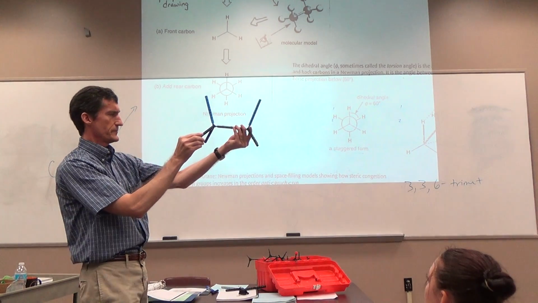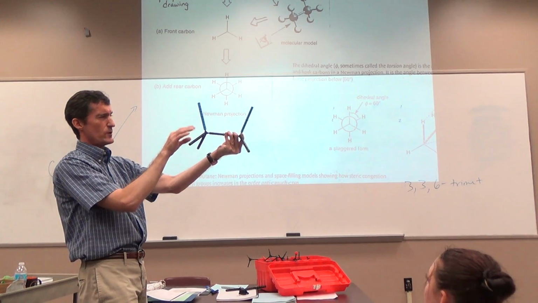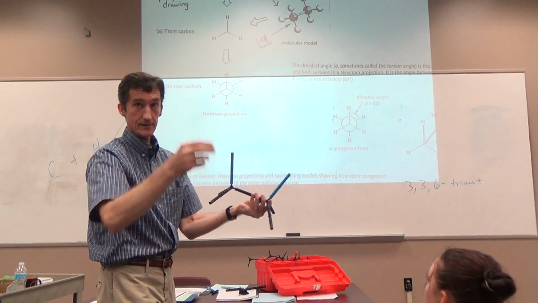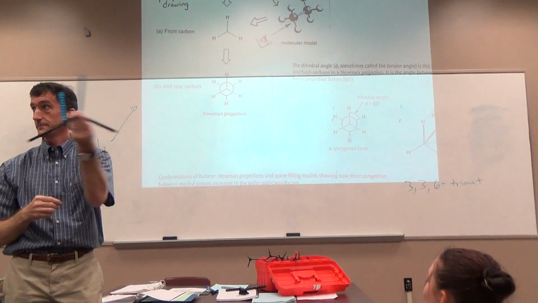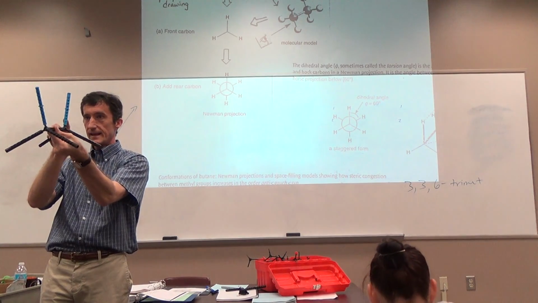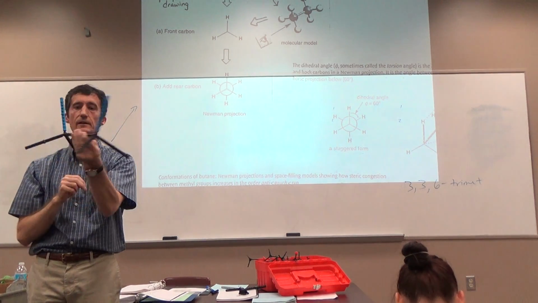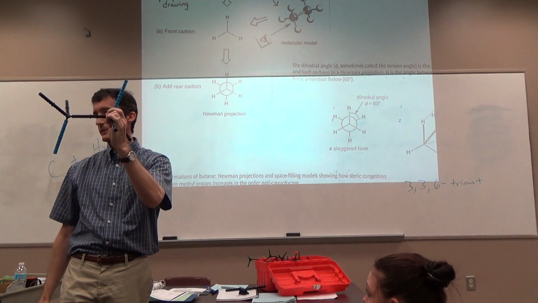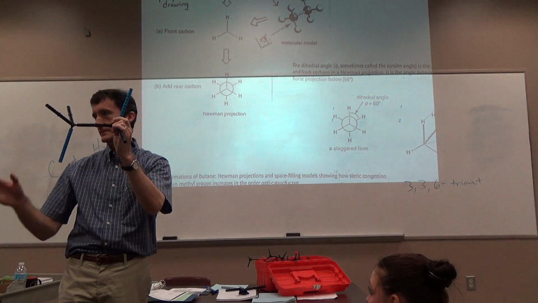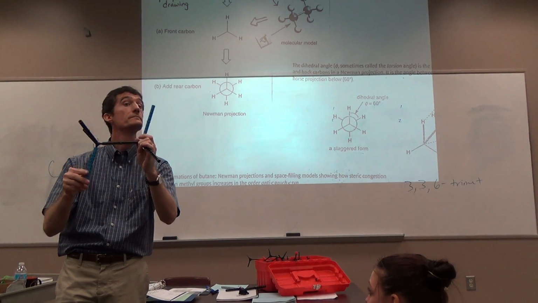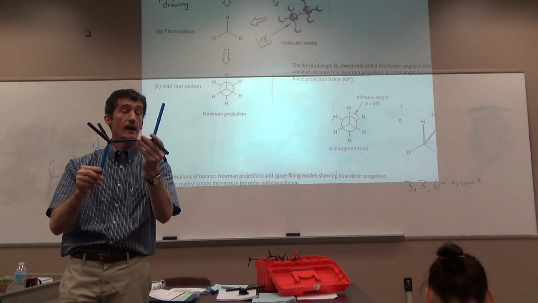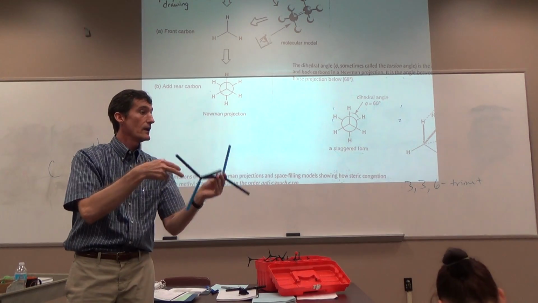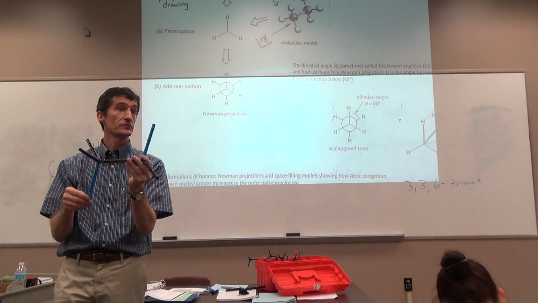If I look through here, I can't see the one behind it because the front one's blocking it. It's kind of like the sun blocking the moon. Eclipsed. This is eclipsed. Now, what if we have this? Anti? Yeah, anti. They're kind of opposite. Trans we use, but here we use anti as the term.